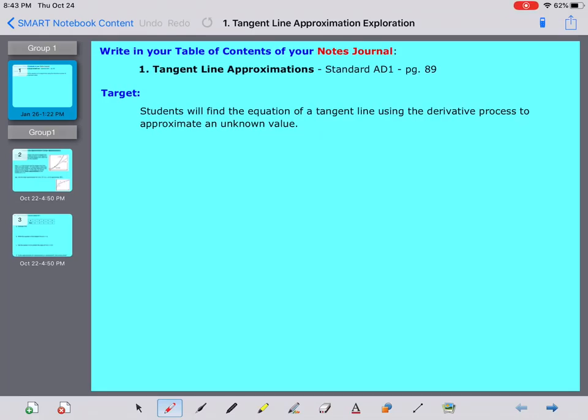So in class today, we started talking about the idea of a tangent line approximation. Okay, so we're going to continue that with this video. Go ahead and fast forward to wherever it is we left off in class. In every class, it was a little bit different.